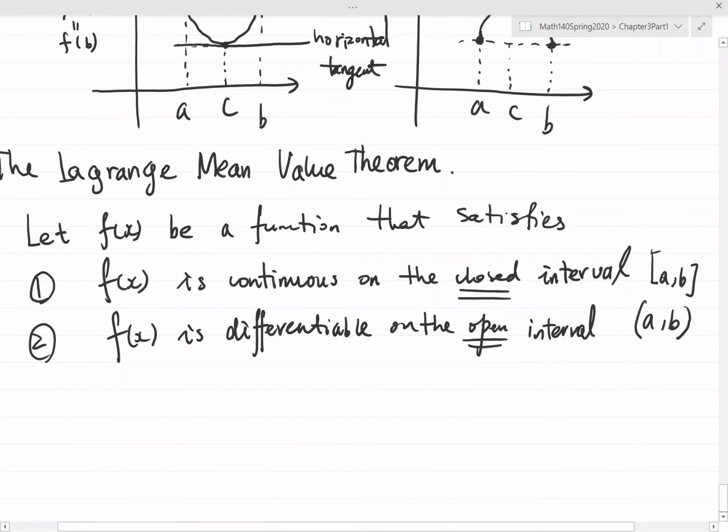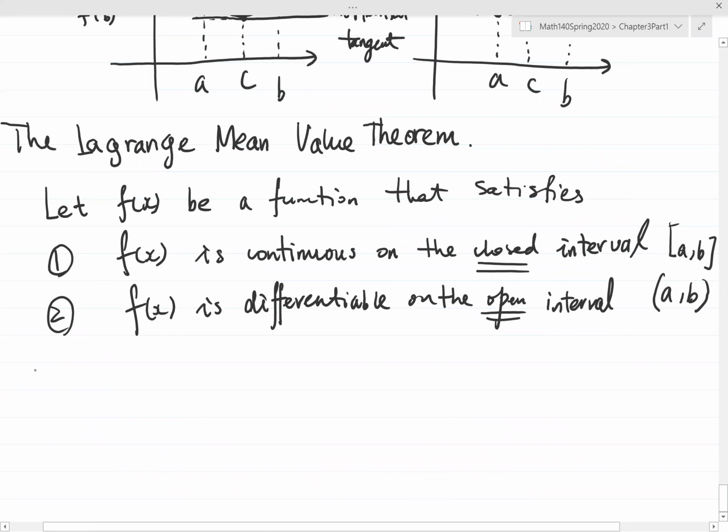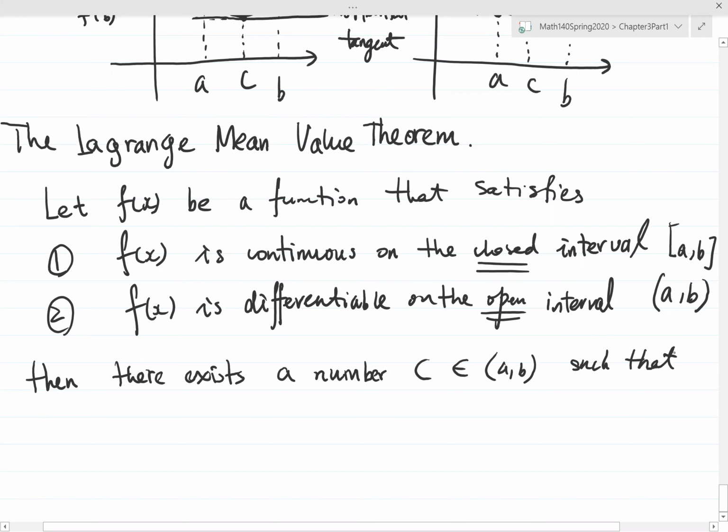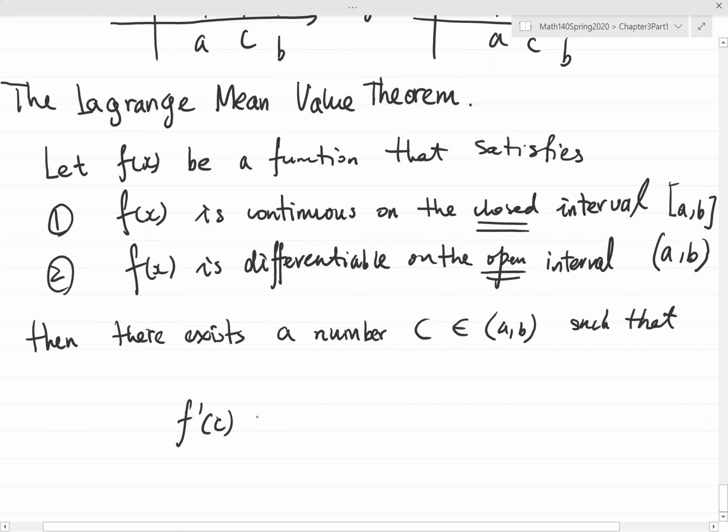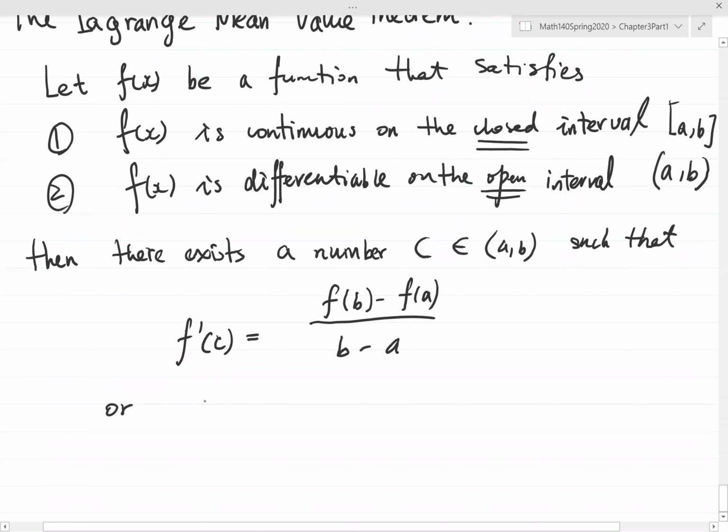Now we no longer have condition 3. Actually, the Lagrange mean value theorem removed condition 3. Then the conclusion: there is a number c in the open interval (a, b) such that f'(c) equals (f(b) minus f(a)) over (b minus a), or equivalently f(b) minus f(a) equals f'(c) times (b minus a). Okay, now the Lagrange mean value theorem.